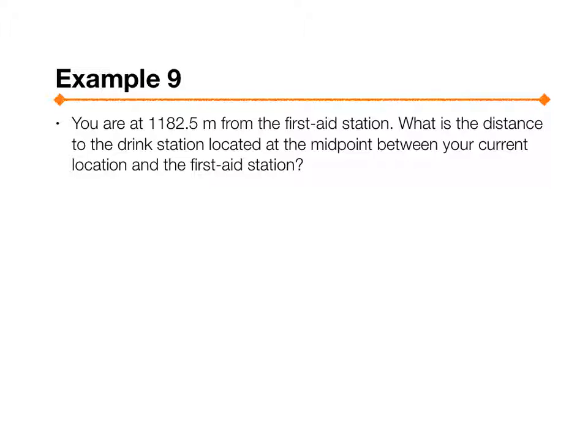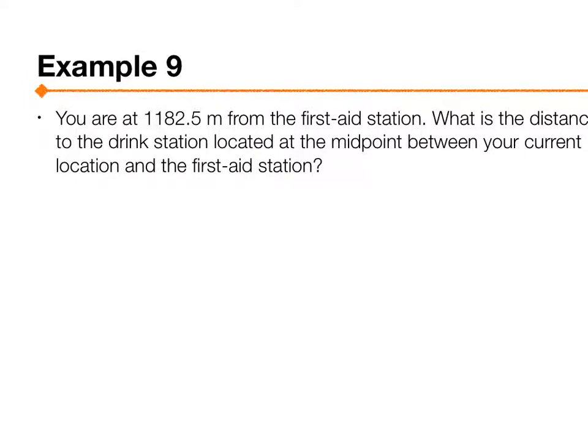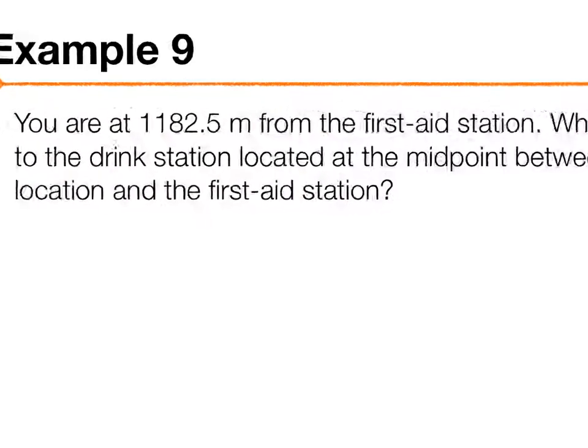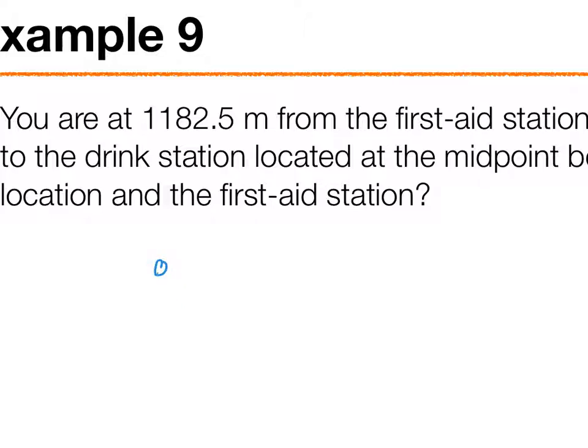You are 11,000 — I did not make these numbers up, somebody else did, so that's why they're odd. You are 1,182.5 meters from the first aid station. What is the distance to the drink station located at the midpoint between your current location and the first aid station? So this is you.